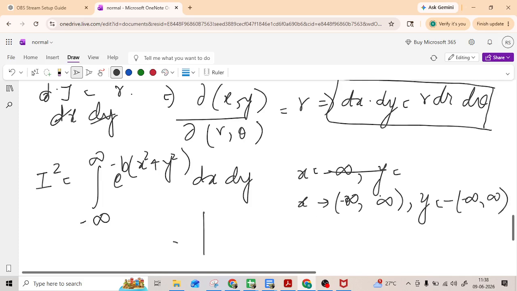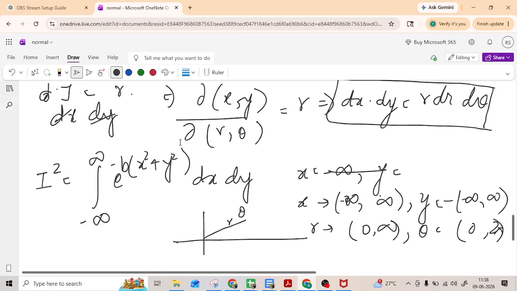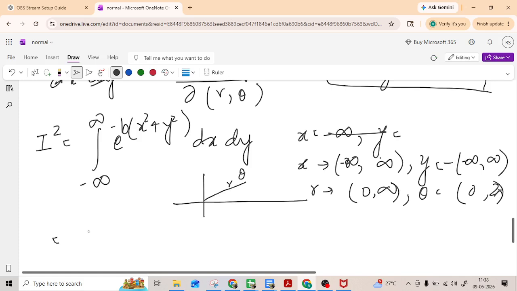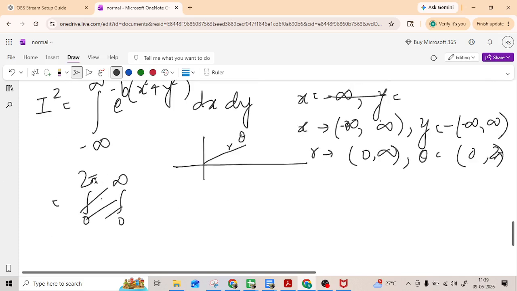But if you look into r and theta corresponding, if this is theta and this is your r, the maximum value which r can take is infinity, and the minimum value which it can take is 0. Similarly for theta, the maximum value which it can take is 2 pi, which is 360 degrees, and the minimum it can take is 0. So when you write in terms, it becomes 0 to 2 pi for theta, and then 0 to infinity for r.